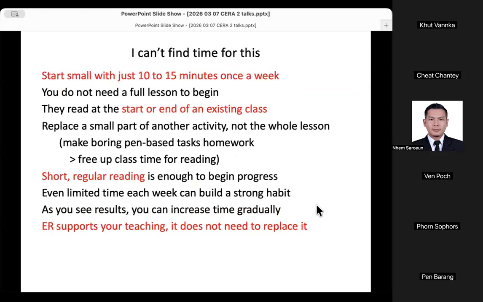But what if you say, oh, I can't find time for this? I'd like to, but my system doesn't allow time, right? So start with 10 or 15 minutes per week. You don't need to have the full lesson. So when I was teaching in Japan, what I did was to have my students read the moment I walk in the door. Everybody is reading, silent reading when I walk in the door.